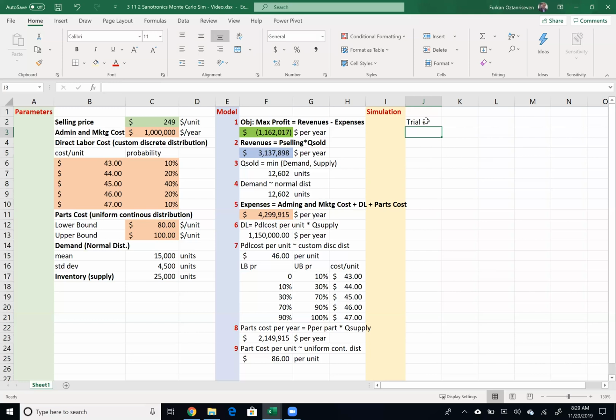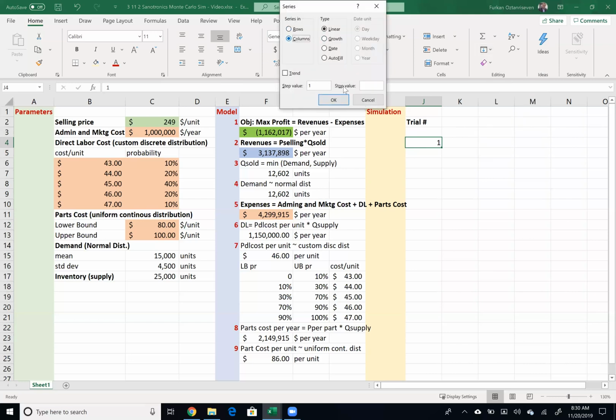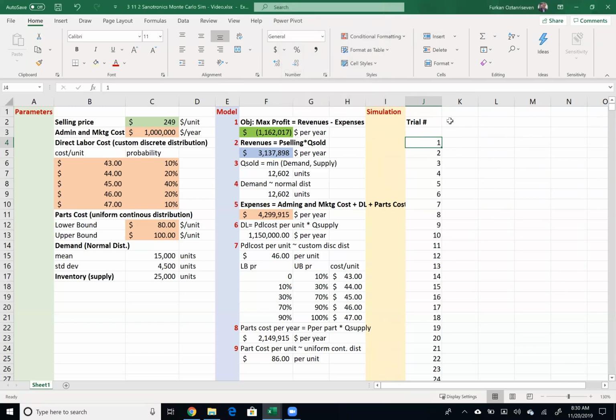So I will always leave one cell empty. This is a one-way data table, so I put 1 here, and then click on that, Home, Fill, Series, and I would like to have my numbers in my column increase 1 by 1, and go all the way to 1,000 trials. Click OK.